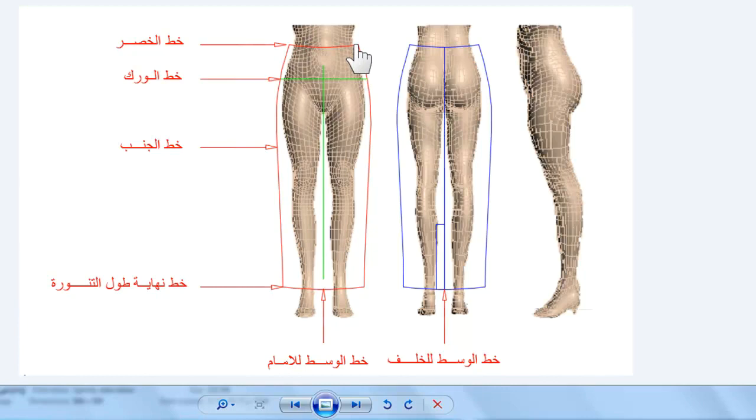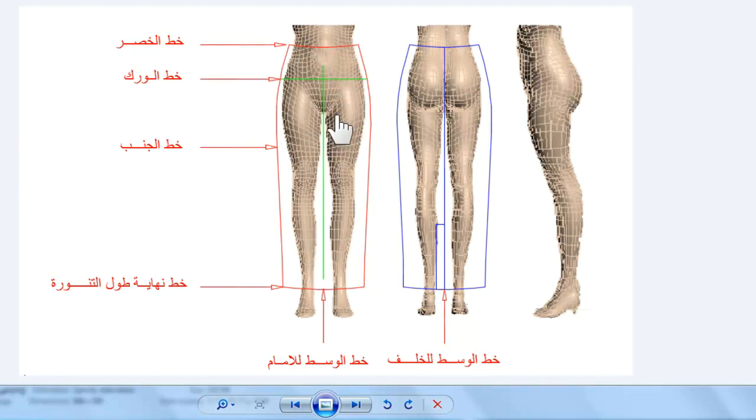Now we will know the sizes that we will need to make sure our work is done on the pattern for the long skirt. What we need here is the circumference of the waist, and also we need to know the circumference of the hips. We talked about these in detail in our last lesson. We will also need the height of the skirt, from up to down.